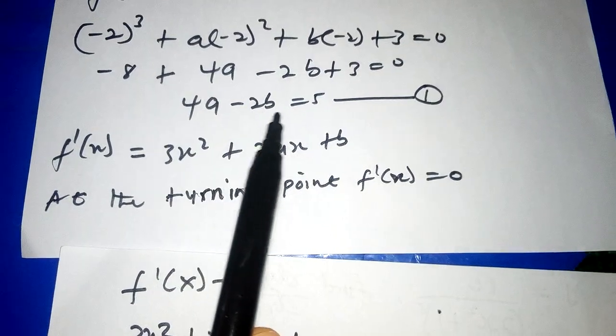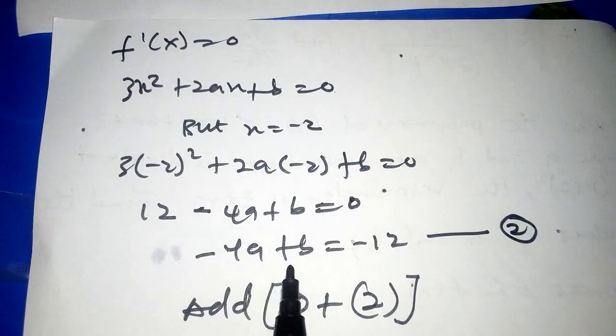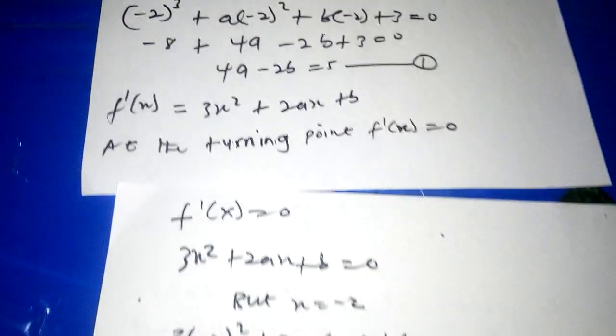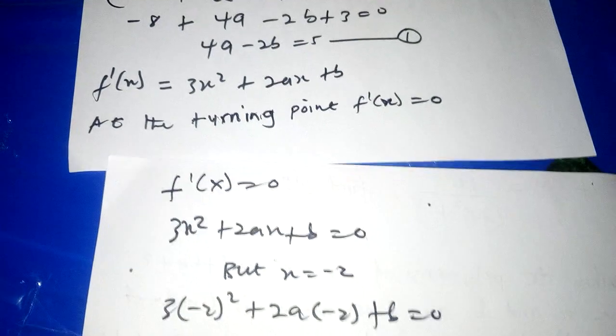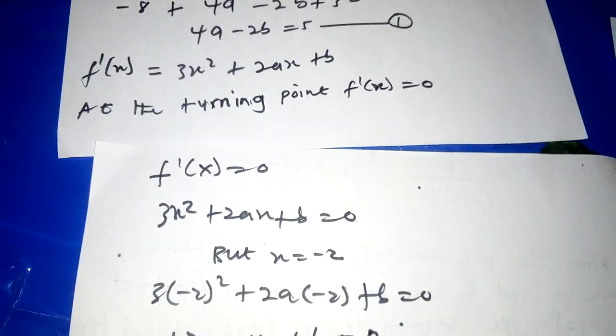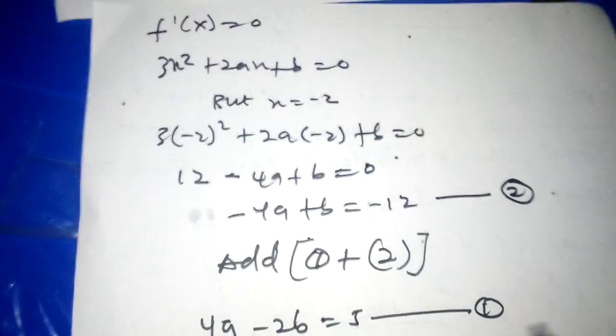4a minus 2b equals 5. And then this is my equation 2, minus 4a plus 2b. So let me just bring them together. Let me bring the 4a down: 4a minus 2b equals 5. So this is it. This is the 1. And this is the 2.